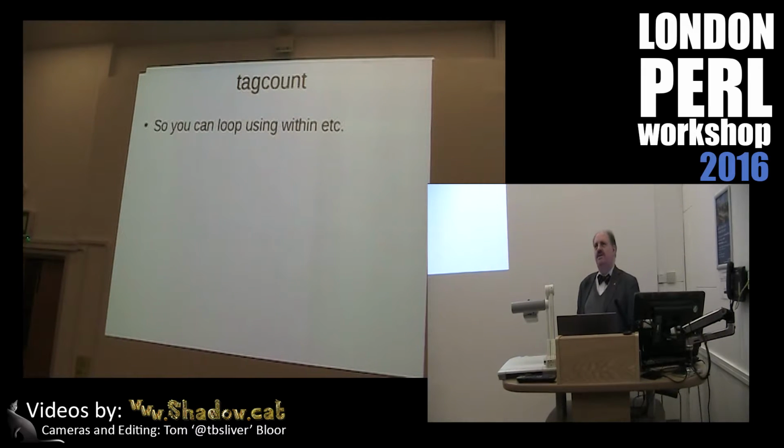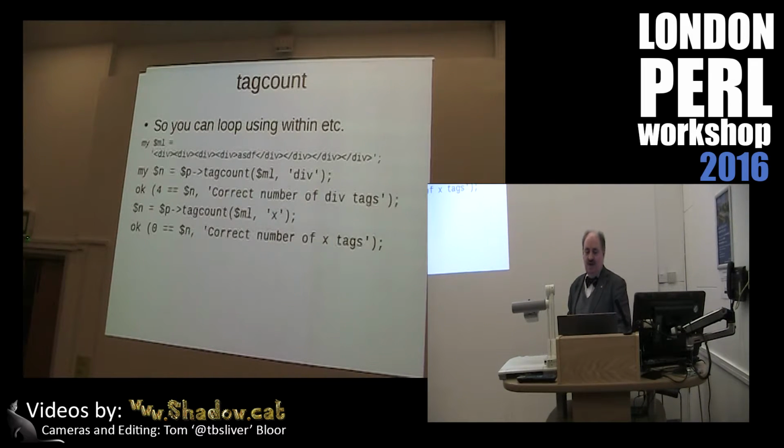This is the one method that does not return text. All of these, by the way, return text, 0-length string if you've given it something dud. Tag count actually gives you a number. So in this example here, you've got 4 div tags and you've got no X tags.